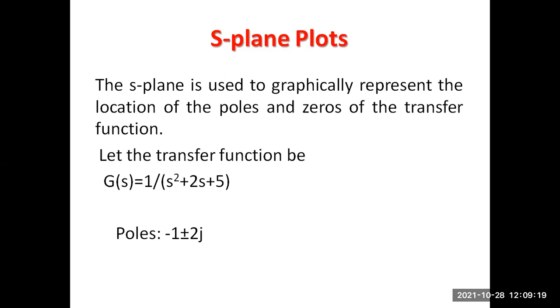Because what has to be done? This is s square plus 2s plus 5 equal to 0. Then you calculate s. It is a quadratic equation, so you apply the Sridharacharya rule. All of you, please calculate.